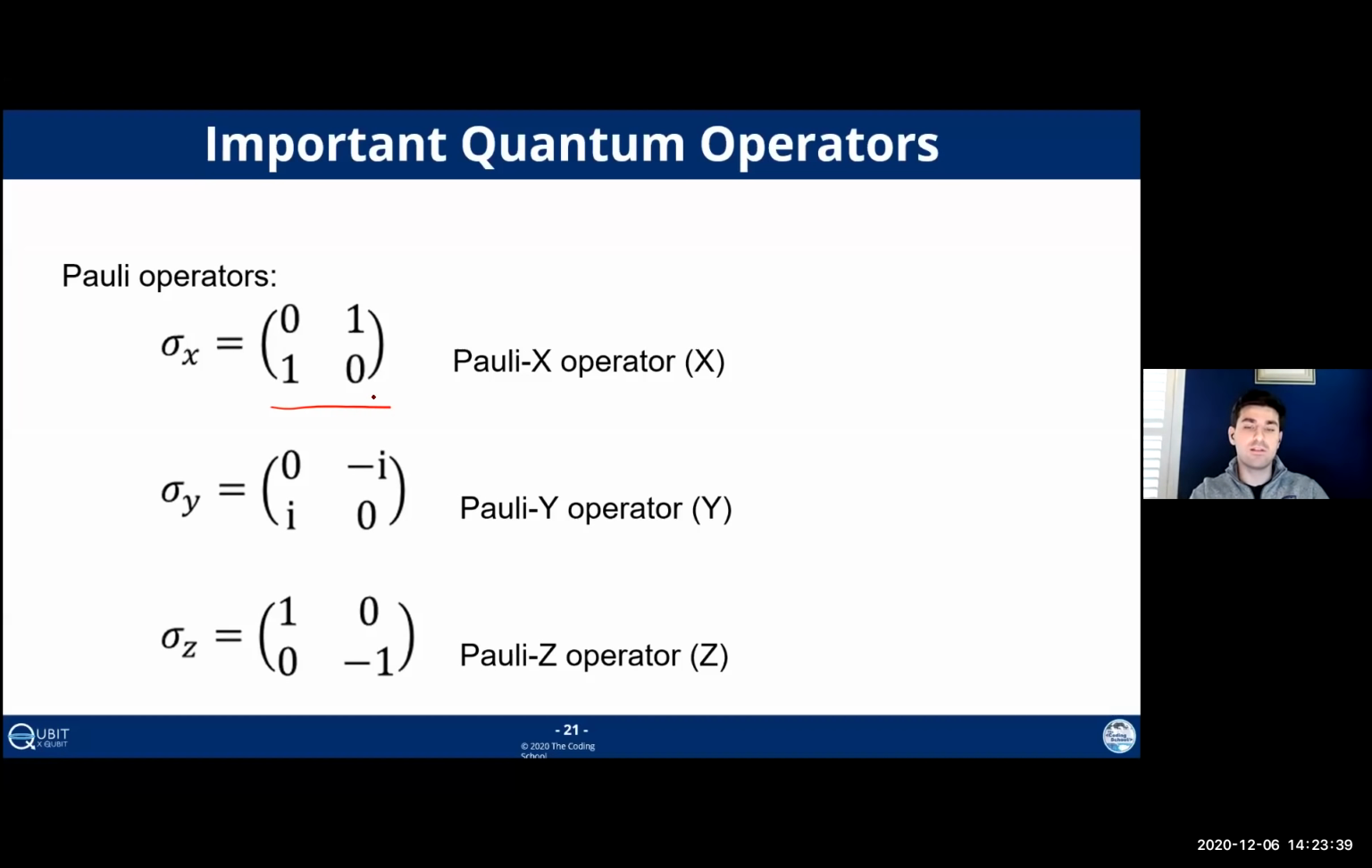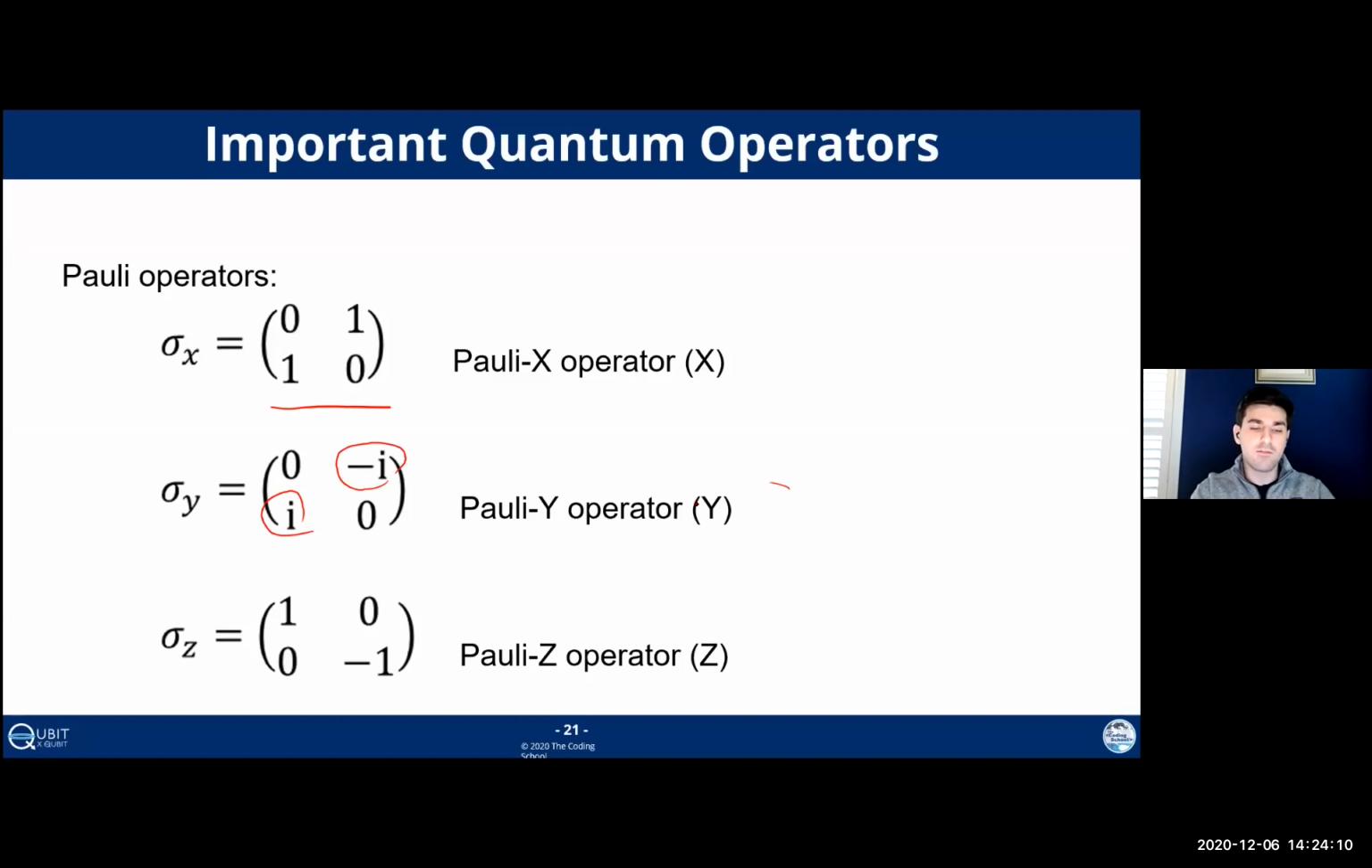Sometimes we refer to this and write this as just X instead of sigma X, but either one's valid, and you'll be seeing either one in the quantum computing textbooks or papers that you read. Of course, then there's a Pauli Y operator, which has zeros on the diagonals, and then a negative i up top here and an i down there. Again, that's the Pauli Y operator, or sometimes just referred to as Y.